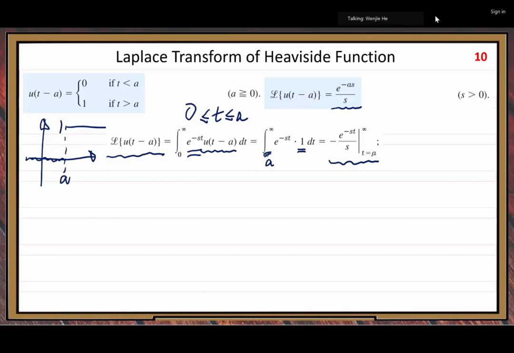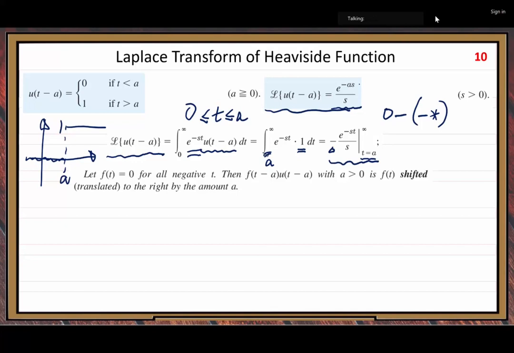And negative, right? Because you have a negative sign here, at t equals A you use the infinity value minus this negative number, so it's positive. So that's the Laplace transform formula.